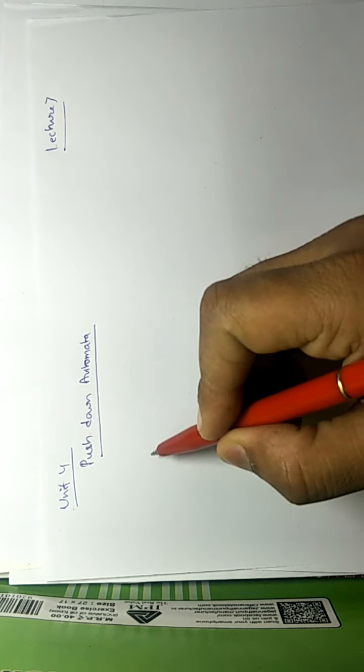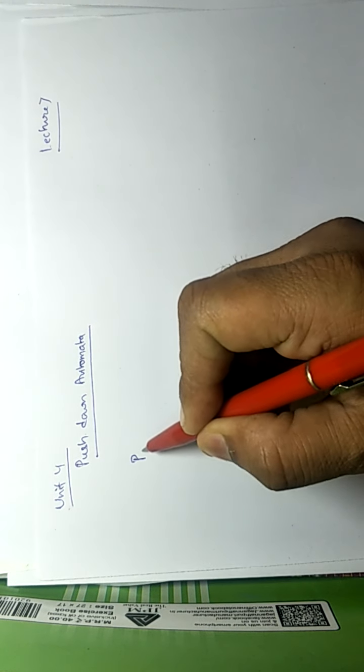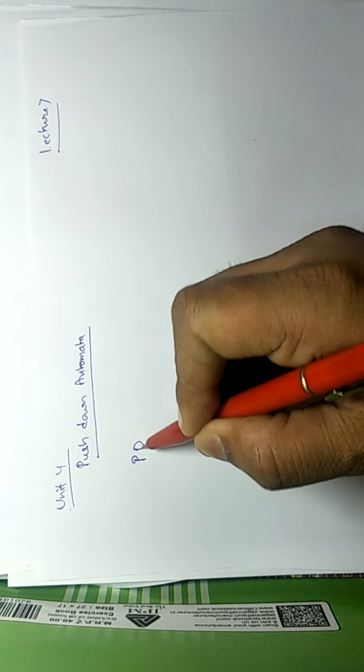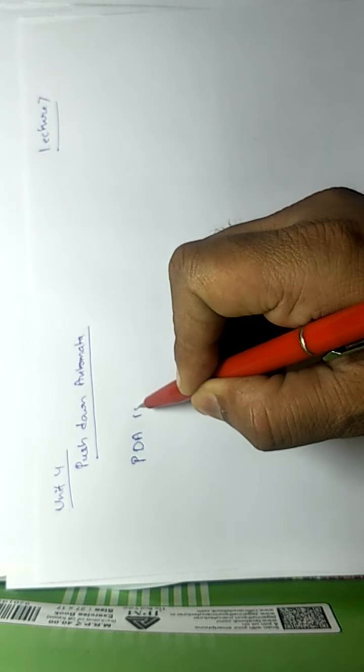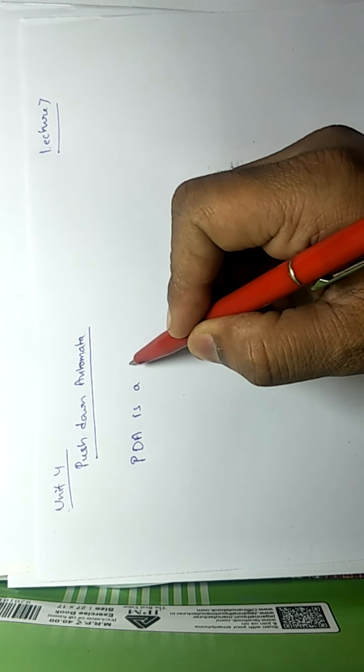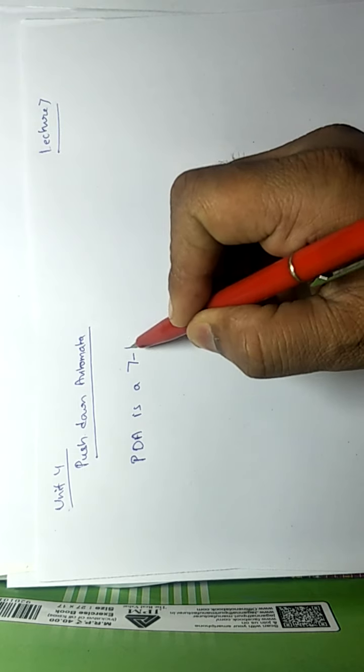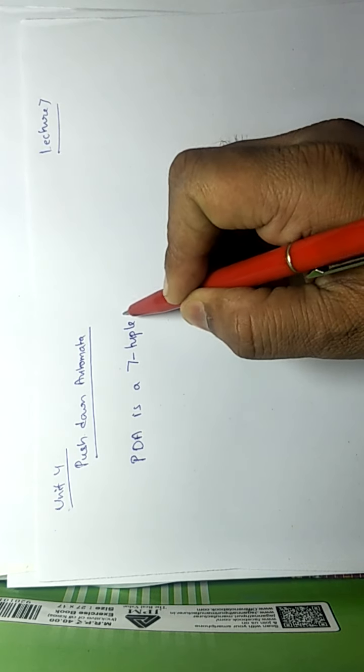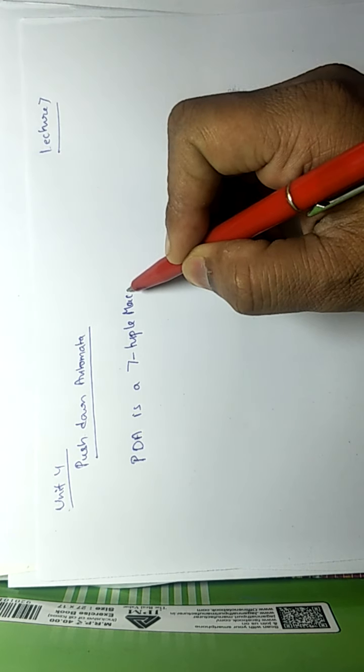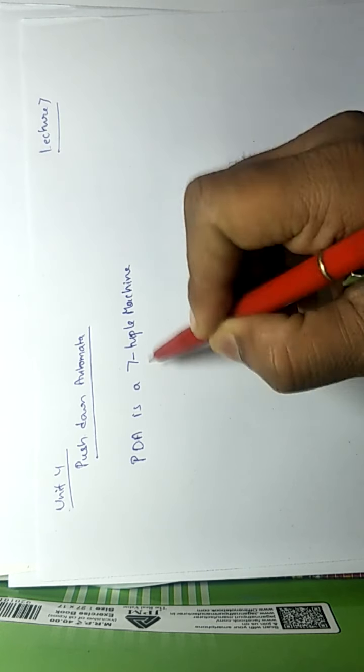Welcome everyone in lecture 7 of unit 4, and we are studying pushdown automata. Now look at the formal definition of pushdown automata. A PDA is a 7-tuple machine. It is made of 7 things.